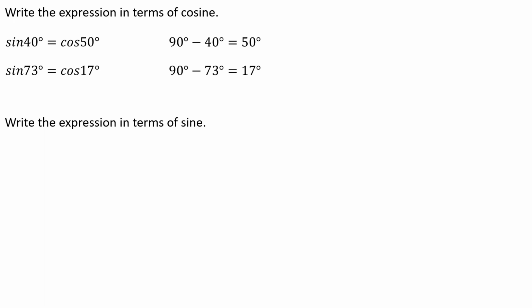Okay, let's go the opposite way. I'll start out with cosine, and let's rewrite this in terms of sine. Cosine of 27 degrees has the same value as the sine of 63 degrees. If we start with cosine of 48 degrees, that will be the same as the sine of 42 degrees.